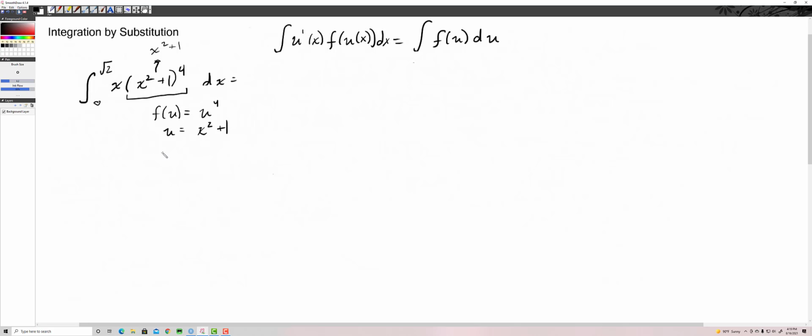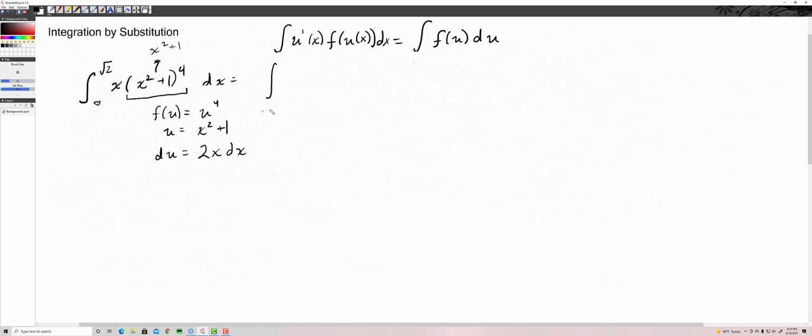Okay. Our du is going to be 2x dx, and of course that's because I'm taking the derivative of u and I'm making sure my dx is over here so that I can replace everything. Now, one thing you need to pay very close attention to is the bounds of integration. The bounds of integration are going to be substituted as well. You're going to need to plug those bounds into the function.